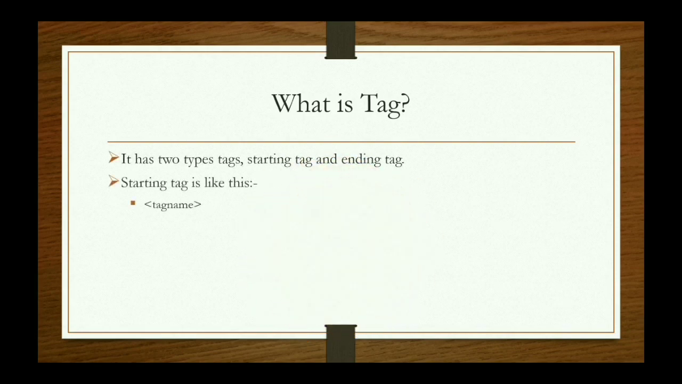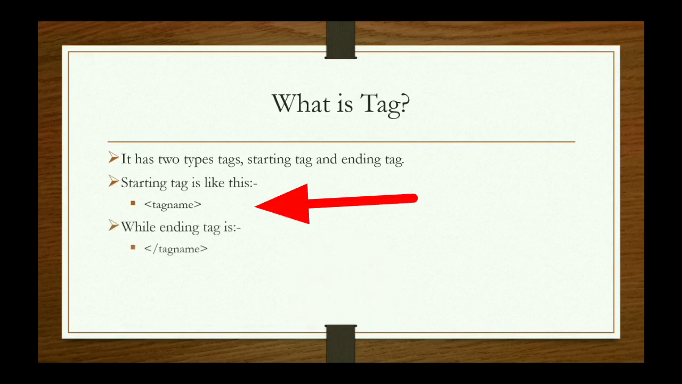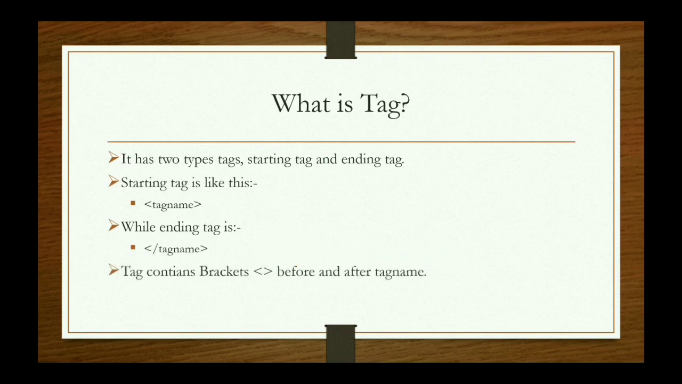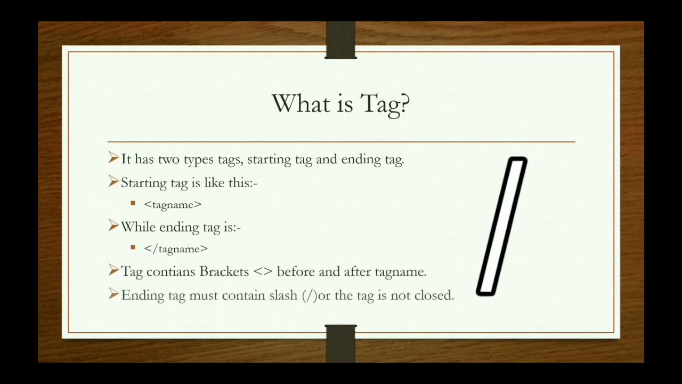What is a tag? It has two types, starting tag and ending tag. So we have seen that a tag has two types. A starting tag is like this, with the tag name, while an ending tag is like this. A tag contains brackets before and after the tag name. We saw in both examples that they contain brackets like this. So it means that the ending tag must contain a slash.